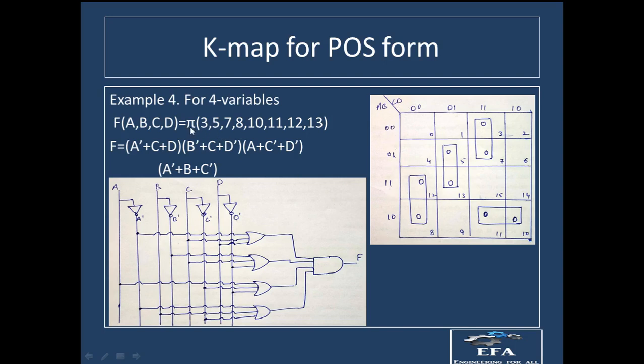Now because we're having pi written over here, therefore this is a type of equation in which the POS form is required. Therefore we have to put zeros in those cells which are mentioned in this bracket. So we're having 3, 5, 7, 8, 10, 11, 12, and 13. So 3, 5, 7, 8, 10, 11, 12, and 13 all are having zeros.